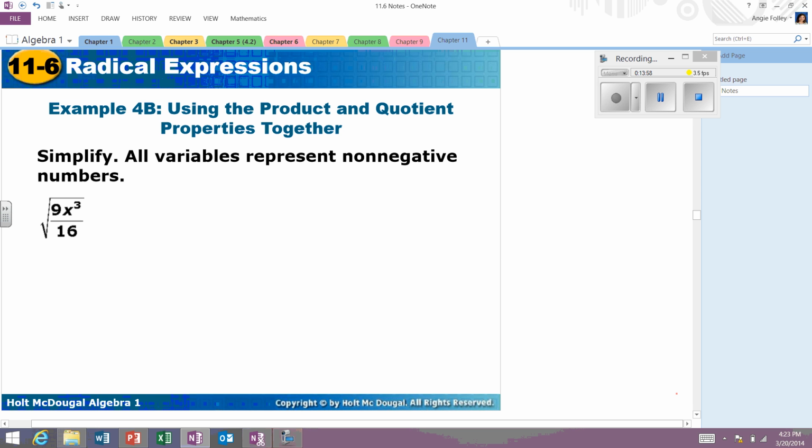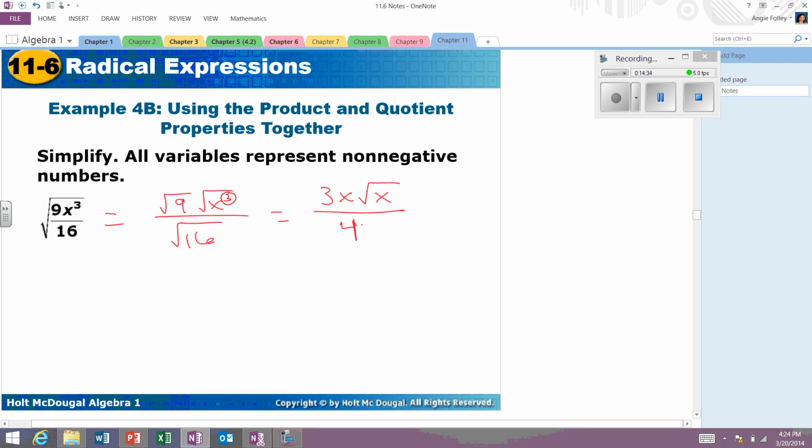Okay, so on this next one, sorry, I'm looking at the wrong one. 9x cubed over 16. Okay, I'm going to split this up into the square root of 9 times the square root of x to the 3rd, all over the square root of 16. The square root of 9 is 3. Now, because I have 3 here, I want to figure out how many groups of 2 can I pull out of 3. Well, I can pull out one whole group of 2, and then I'm going to have 1 x left under the radical sign. And then the square root of 16 is 4.